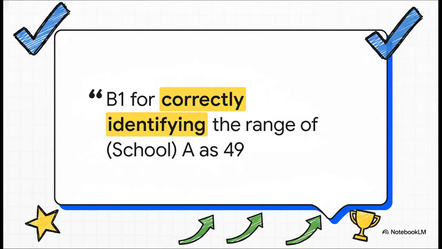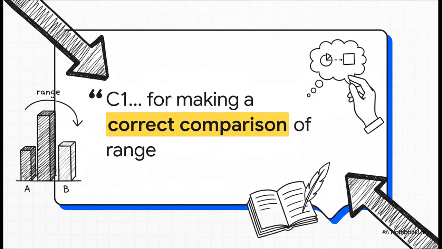So, just like before, that 3rd mark is a B1 mark. You get it simply for stating the correct value. You write, the range of school A is 49. Boom, that's it. You've just secured your 3rd mark. And the 4th and final mark? You guessed it, it's another one of those communication marks. You get this for writing a sentence that directly compares the ranges. Something like, the range of school A is higher than the range of school B. 4 marks, all built from 2 identical, super simple processes.